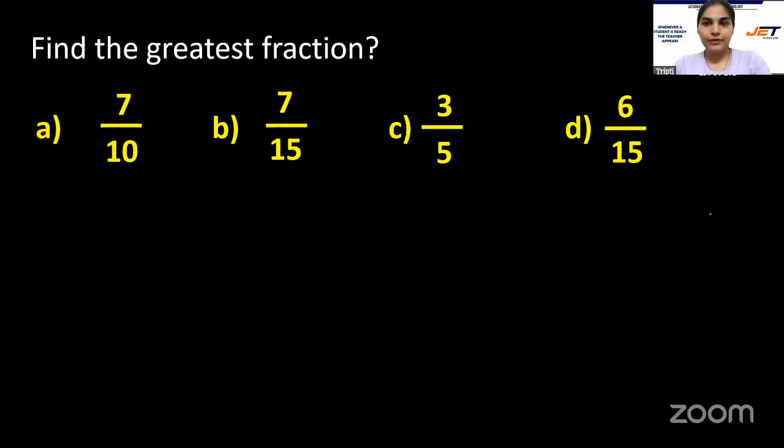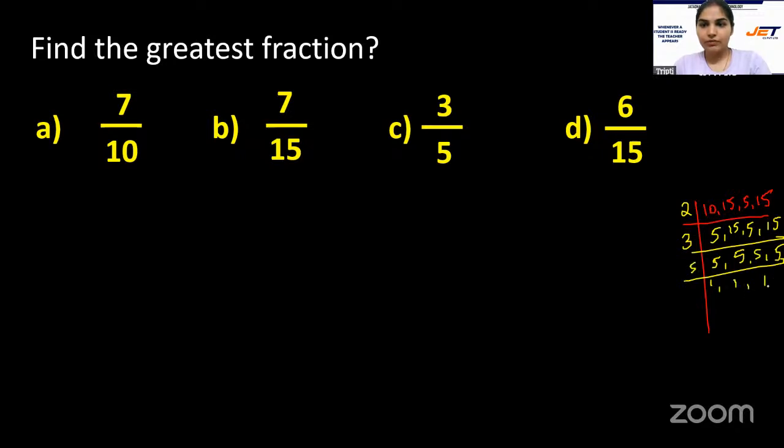LCM of 10, 15, 5, 15. I think we did the same thing in the last question. No, 10, 3 it was. So let's find the LCM. 2 times 5 is 10, 15, 5, 15. Then 3 5s are 15, 5, 5.